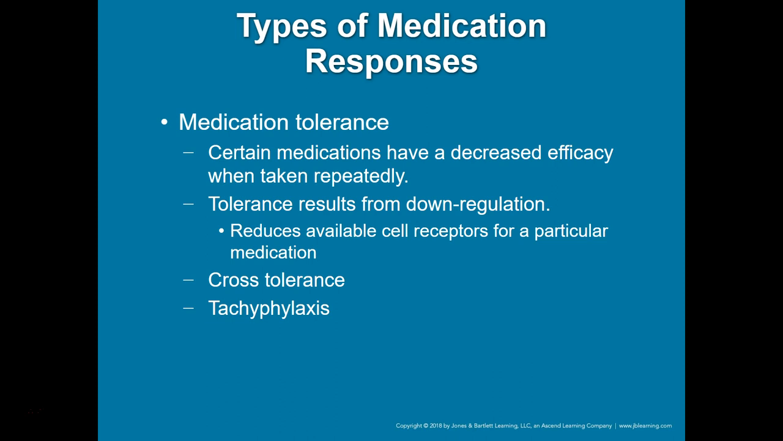Cross tolerance and tachyphylaxis. Cross tolerance would be repeated exposure to a medication within a particular class. Maybe you're given two different types of pain medicines that are both opiates. So even though you were on oxycodone and now you're on hydrocodone, you're going to be cross-tolerant to both of them because they're still the same class of medication. Tachyphylaxis is being given a bunch of repeated doses of a certain medication in a short time period, so you just quickly build up that tolerance to it.